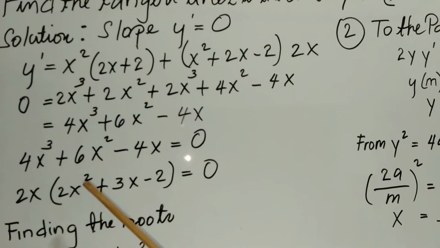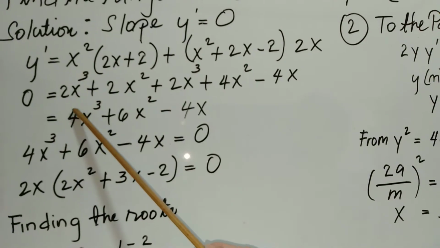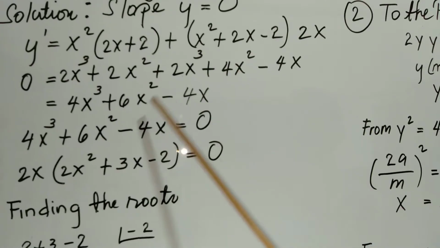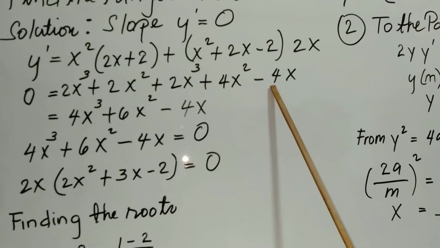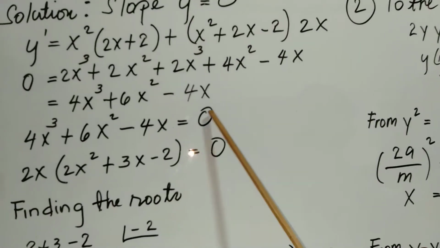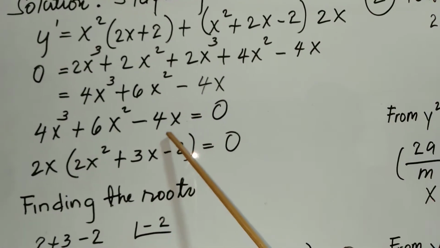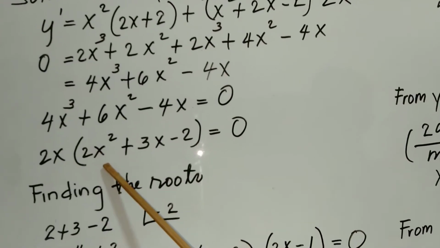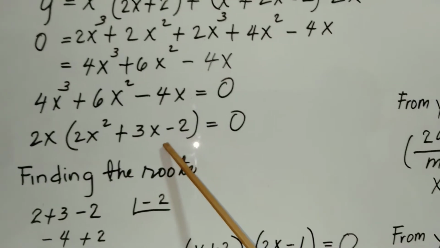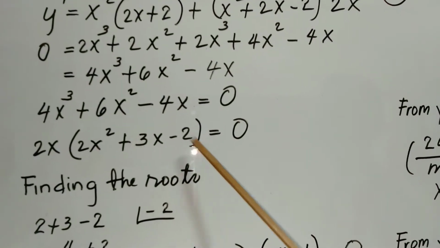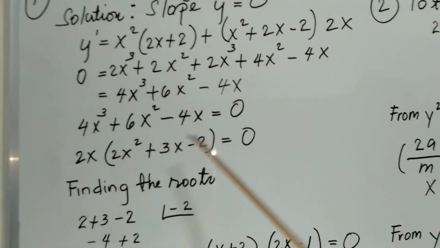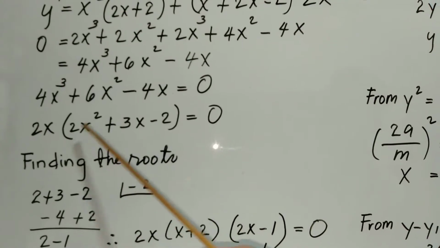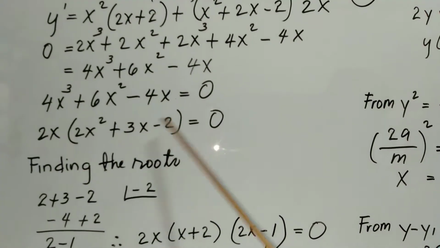So, combining similar terms, 2x cubed plus 2x cubed is 4x cubed. 2x squared plus 4x squared is 6x squared minus 4x. So, we have here a trinomial. We factor out 2x, and what remains is 2x squared plus 3x minus 2. So we set that equal to 0 because our slope is 0. So we're going to factor this one also to get the roots of this equation.